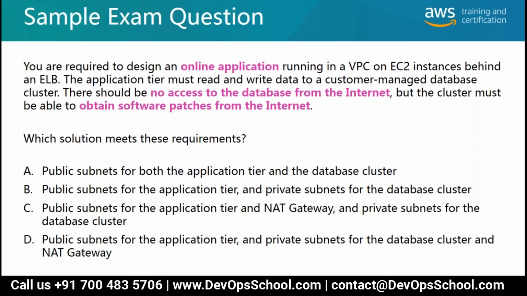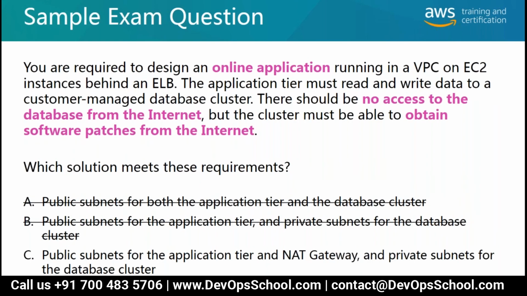Public subnet for both the application tier and database cluster. Public subnet for application tier and private subnet for database cluster. Public subnet for application tier and NAT gateway, and private subnets for database cluster. Public subnet for application tier and private subnets and database cluster and NAT gateway. What is the right answer here? So public subnets for both, those options will not go.